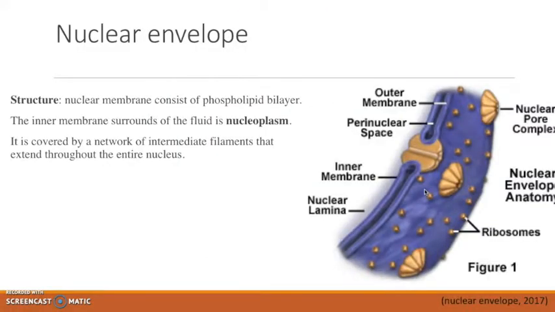First, we are facing the nuclear envelope. The nuclear envelope consists of a phospholipid bilayer. The space between the phospholipids is called the perinuclear space, and the inner membrane surrounds the fluid called nucleoplasm, which is very similar to cytoplasm. It's covered by a network of intermediate filaments that extend through the entire nucleus.